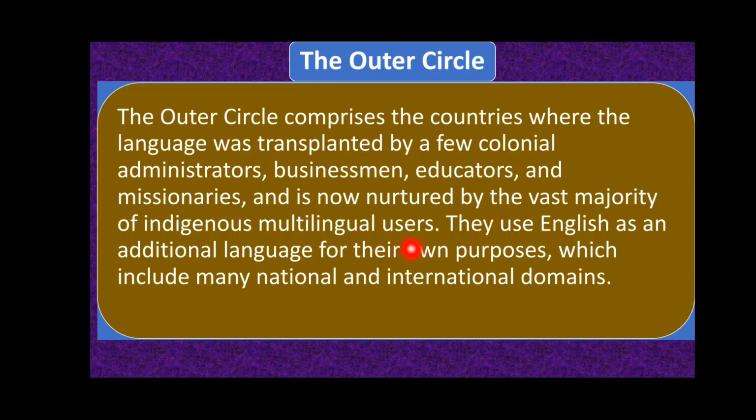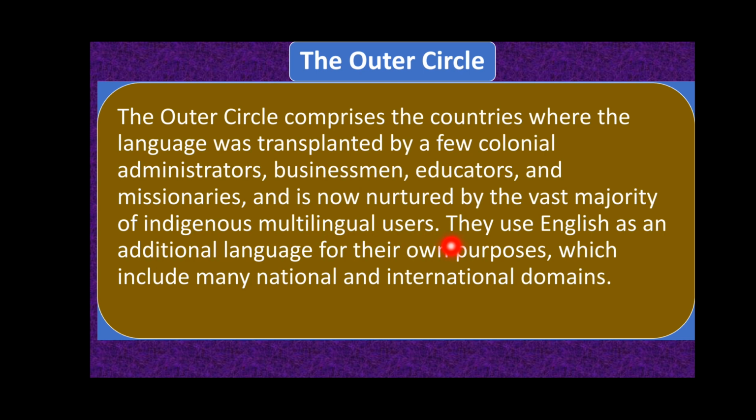And the outer one is where some parts of the world, like most parts of the world in the 19th and 20th century, the British made their colonies, right? So this is because of colonialism, right? So colonial administrators, businessmen, educators and machineries are now nurtured by a vast majority of indigenous multilingual users, and now English is used there as an additional or second language, right?